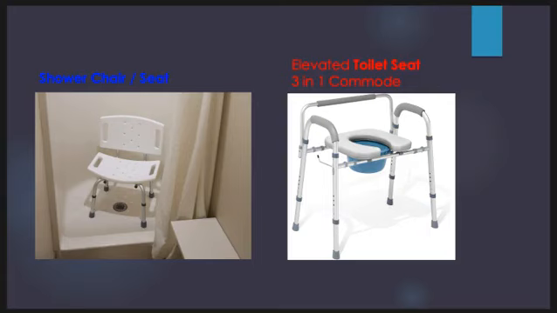Here are other assistive devices. We have a shower chair, which enables patients to sit while they wash up. And then we also have a 3-in-1 commode, and this can be elevated if needed. It can be used as a shower chair, a commode, and it can also be put as an elevated seat that can be placed over the toilet as well.